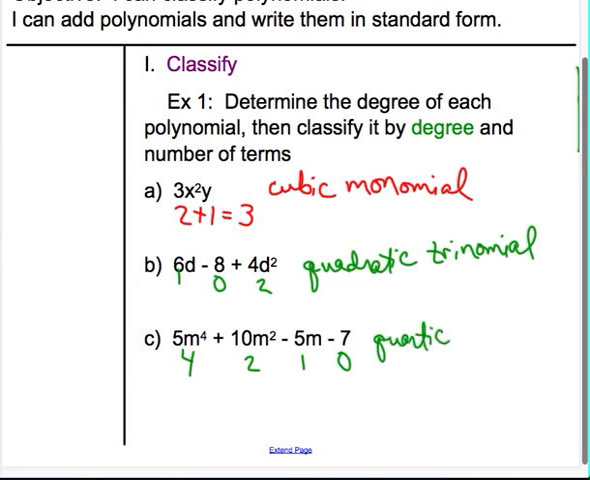And number of terms, I have 4 terms. I would accept 2 answers if you can remember quadnomial. Or you could just call it a polynomial. So our 2 options to name it by degree and number of terms simultaneously would be quartic quadnomial or quartic polynomial.